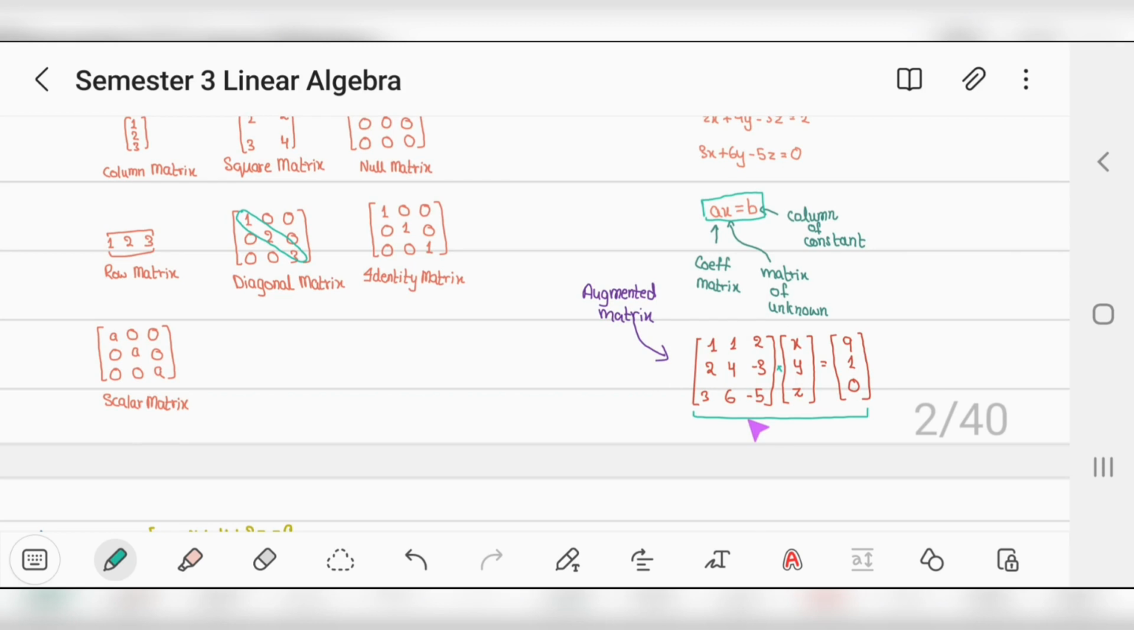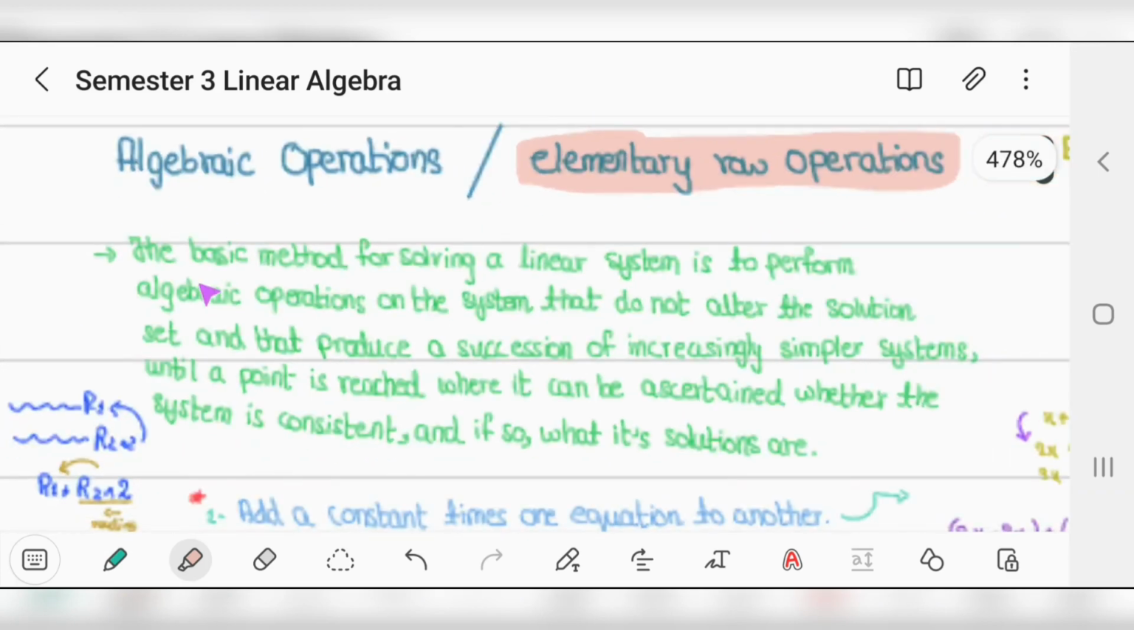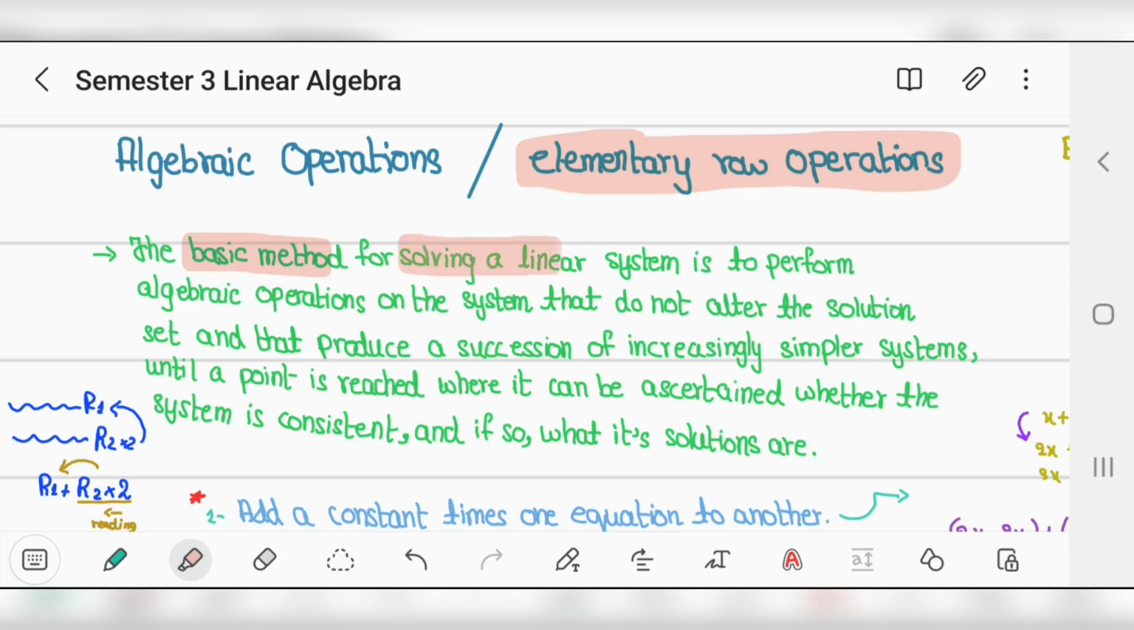In order to find the solution of any matrix, we try to do elementary row operations. So what are the elementary row operations? These are the basic method for solving a linear system. Perform algebraic operations on the system that do not, I repeat, do not alter the solution set. It does not alter it.